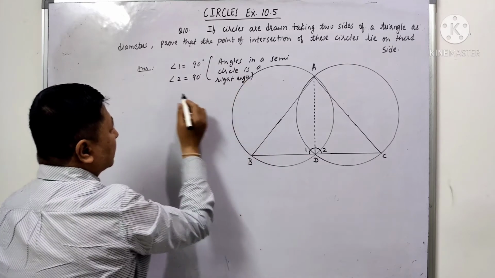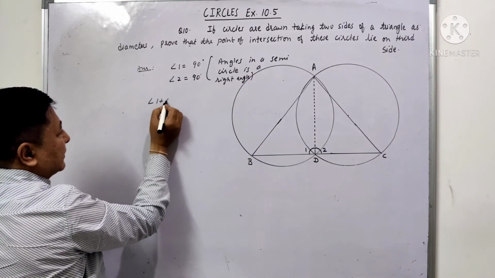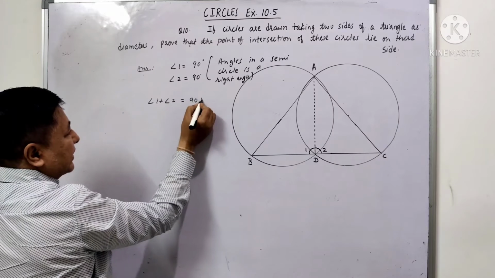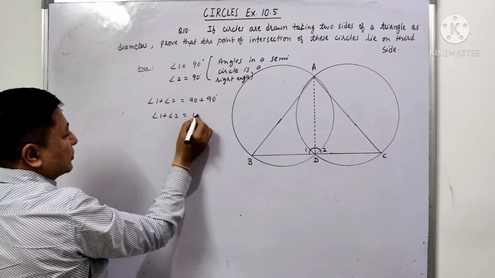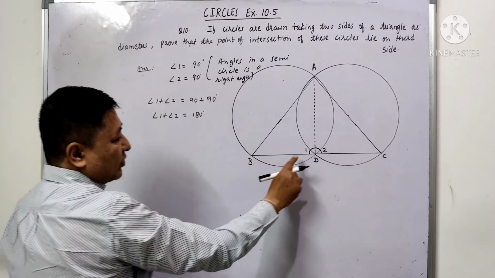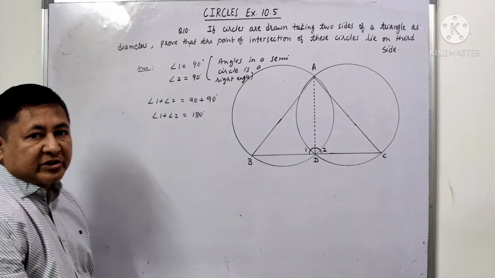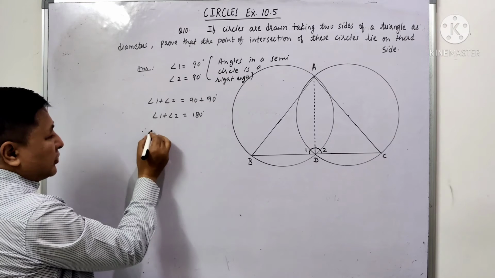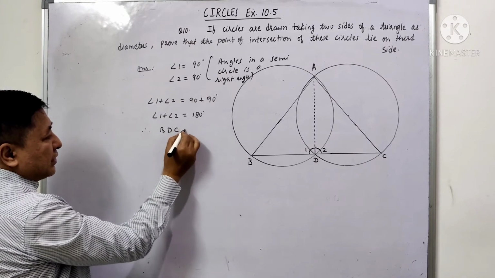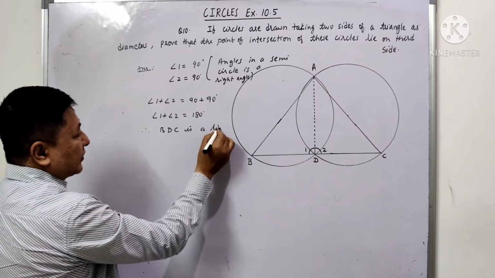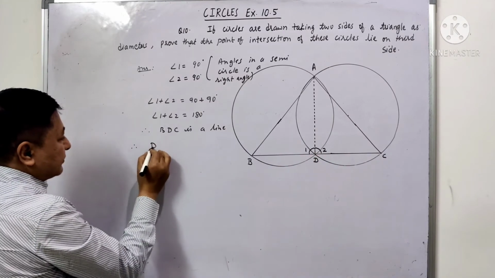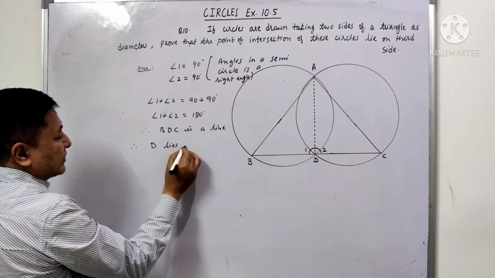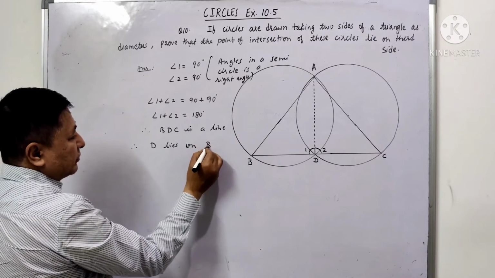Now let us add all these two. Angle 1 plus angle 2 is equal to 90 plus 90. So therefore angle 1 plus angle 2 is equal to 180 degrees. Since the sum of angle 1 and angle 2 is 180 degrees, therefore BDC is a line, and therefore we can say that D lies on BC.